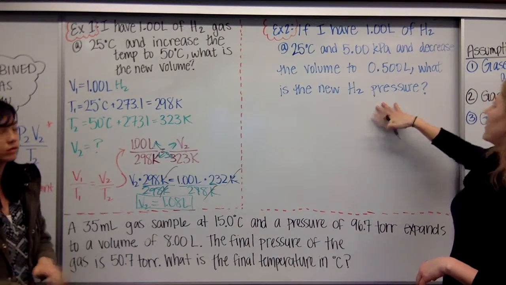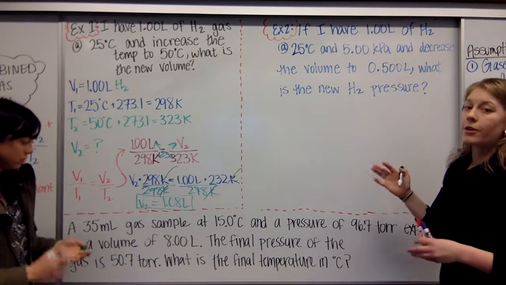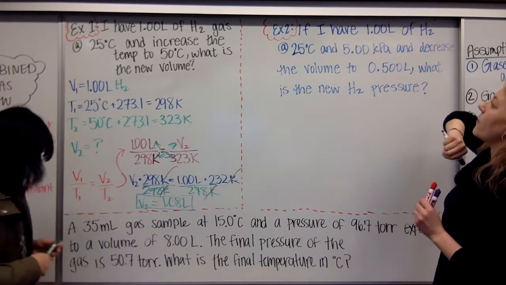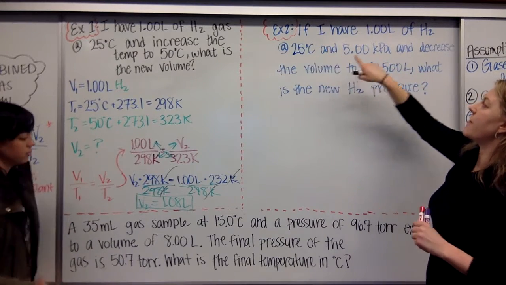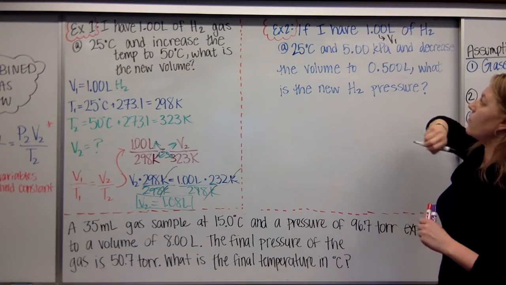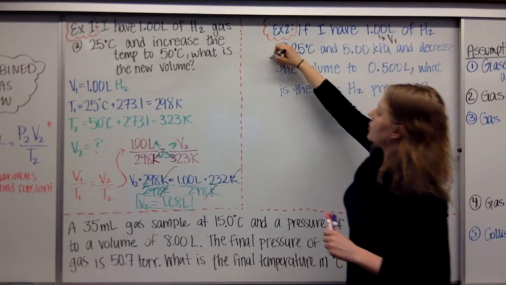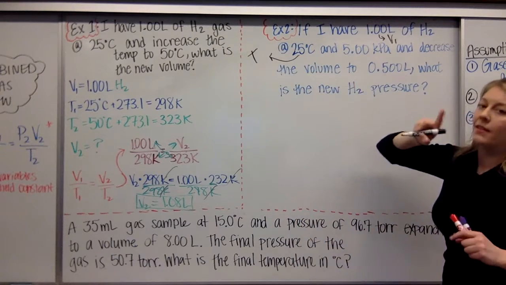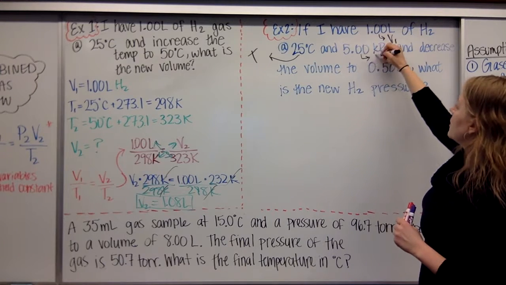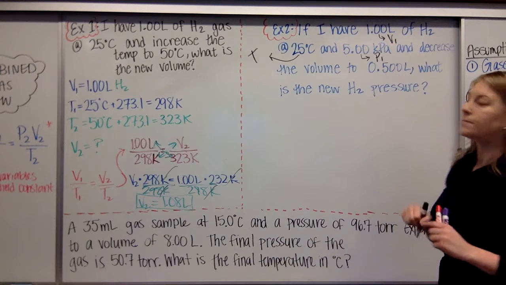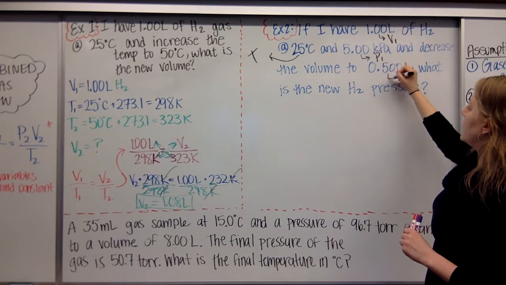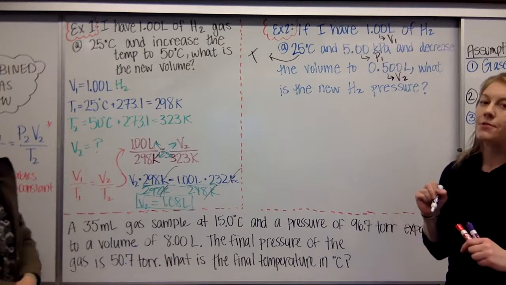Now, another way to look at the problems is to actually label your variables while you're reading the problem. So, I have 1 liter of hydrogen gas at 25 degrees C and 5 kPa. So I'm going to label this 1 liter. Here's my first volume. 25 degrees C I see as a temperature. We're going to see that that one's actually not important here. And I have a pressure, an initial pressure of 5 kPa. It decreases, the volume decreases to 0.5 liters. So here's my new volume, my V2.